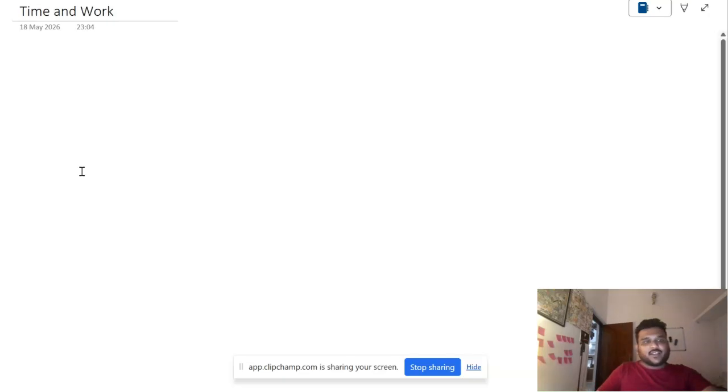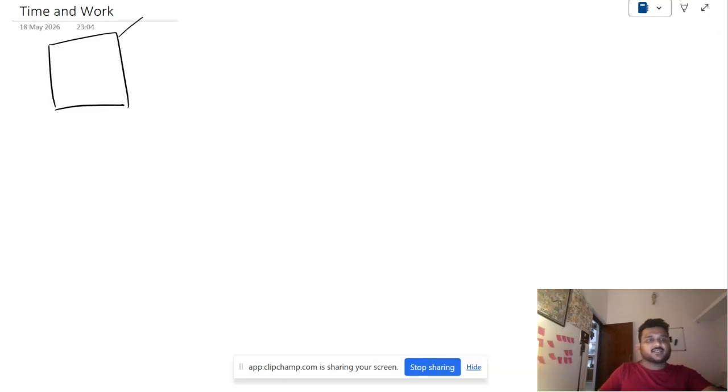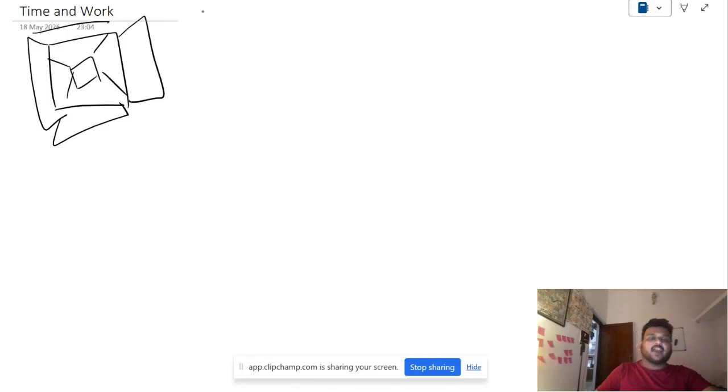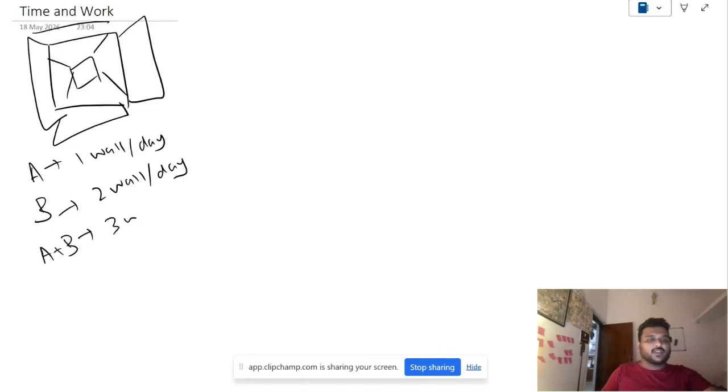So to understand the concept, consider a room which has six walls, and we need to paint the entire six walls. We have two painters with us, A and B. Let's say A does one wall in a day, B does two walls in a day. B is twice as efficient as A, let's say. Now together, if you look at it, A and B are doing three walls in one day. So if there are six walls in total, how many days will they take? They will take 2 days. How? Because six is the total number of walls, three walls are getting done in a day, so 2 days.